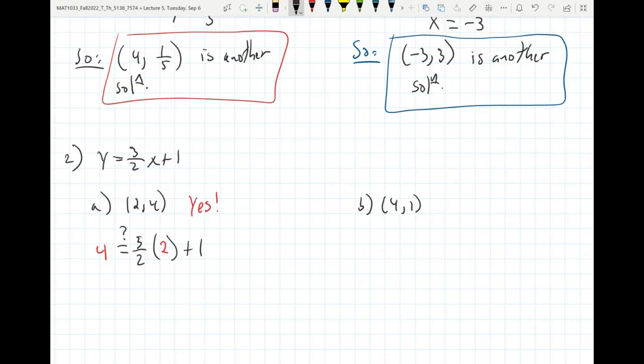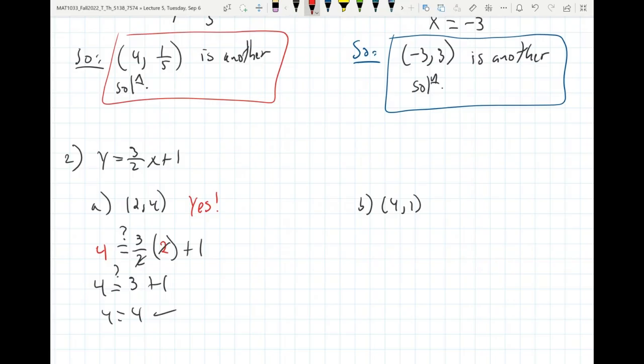So notice that the y is on this side and this is the x. Okay, so check this. Again, here the 2's cancel out, so you end up with the statement that 4 is equal to 3 plus 1, and indeed 4 is equal to 4. So we're good. Okay, so it's a solution. How about the next one? Is it a solution?